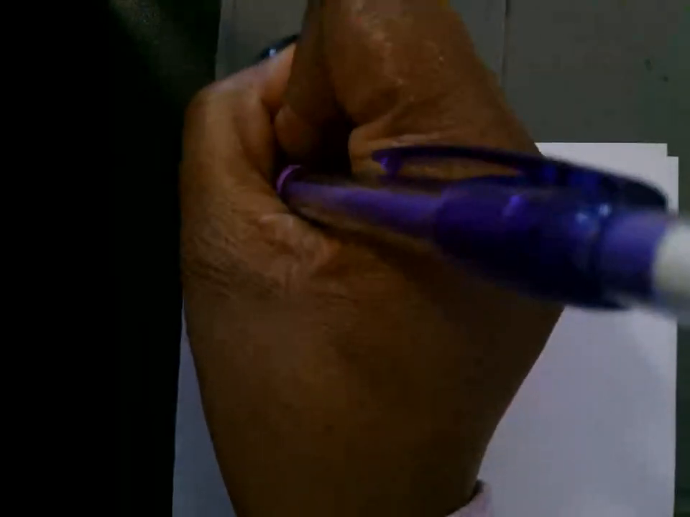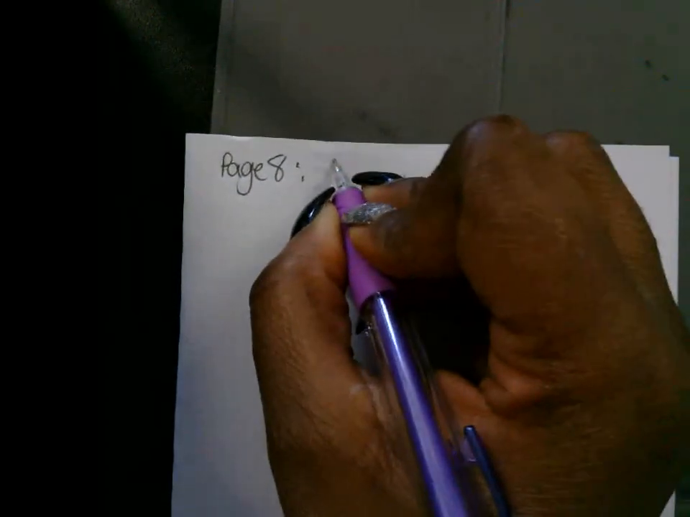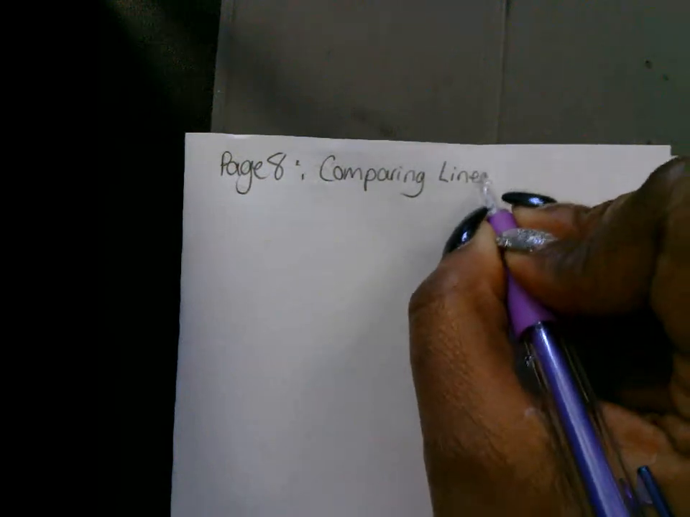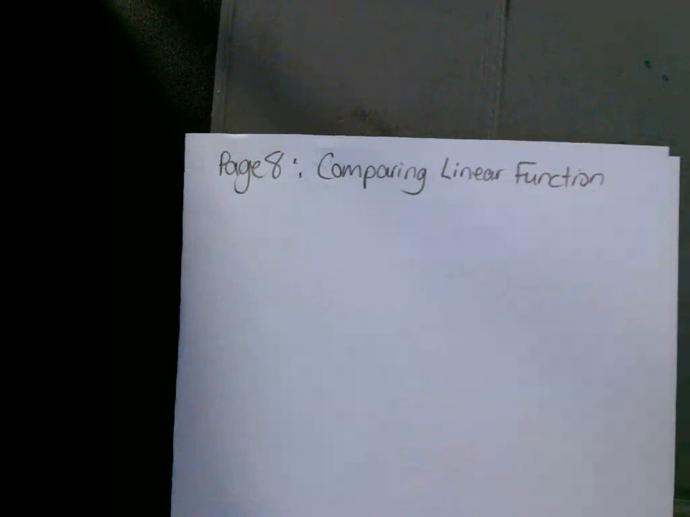This is going to be page 8. So at the top, we're going to write page 8. Don't write so big so that you'll have enough space. The name of this page is Comparing Functions. And we're going to put comparing linear functions. These all are situations that have constant rates of change. They graph straight lines. So we're going to say linear.